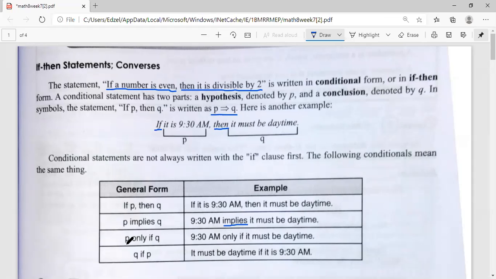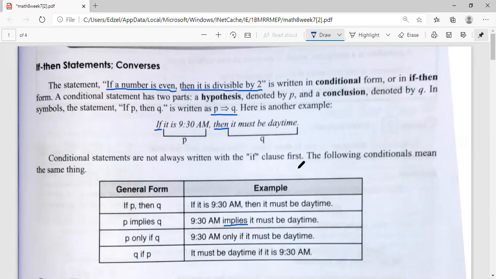It means the hypothesis has no if, pero nandoon ang if sa conclusion. Like, 9:30 a.m. only if it must be daytime. Okay? Then, pwede ring Q if P. Q, take note, is our conclusion. So, nauna ang conclusion. It must be daytime if it is 9:30 a.m.